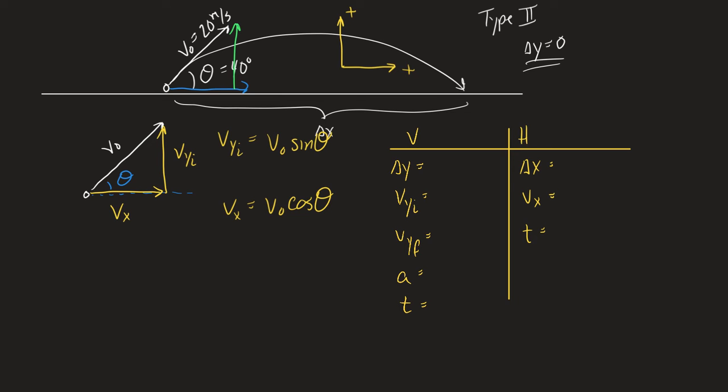That's in 40 degrees. Yep. All right, that's about 60 seconds. 20 sine 40 will be the initial y velocity, and it will be positive. The acceleration is going to be 10 meters per second squared, and it will be negative.